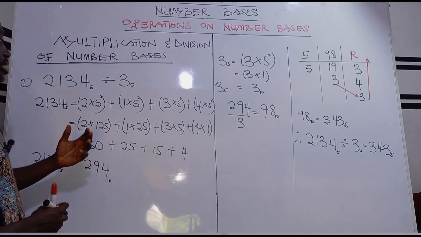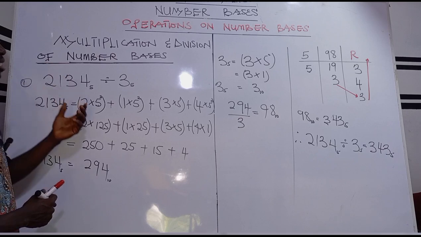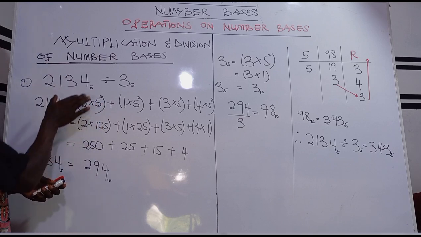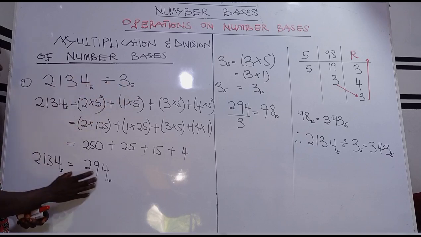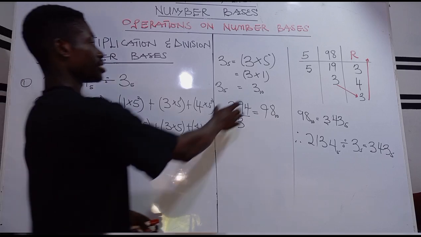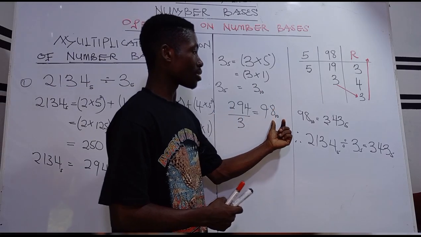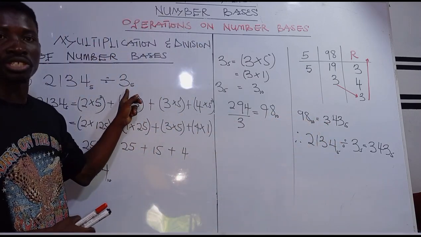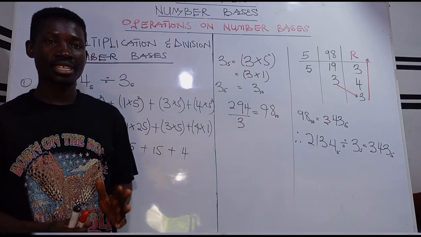Now let me say it again. When you are given numbers in different bases and you have to perform division on them, you first have to convert the numerals involved to base 10. Then you perform your division in base 10. Then the result that you get, you convert it to the required base. And that is that. Very, very easy.